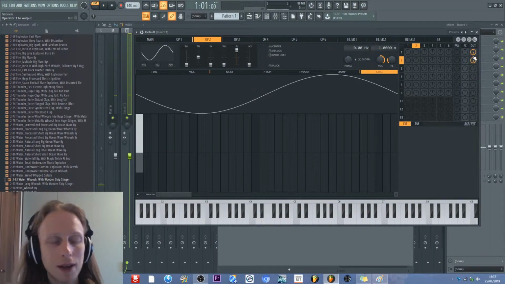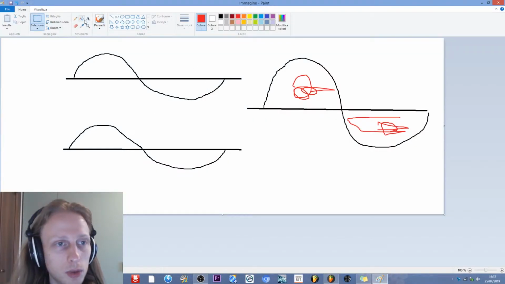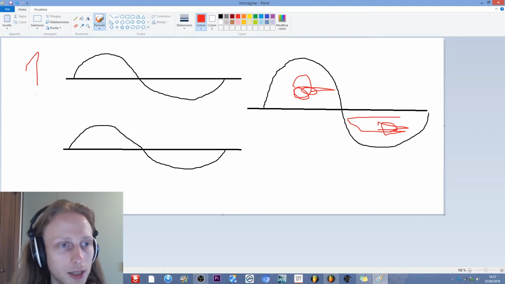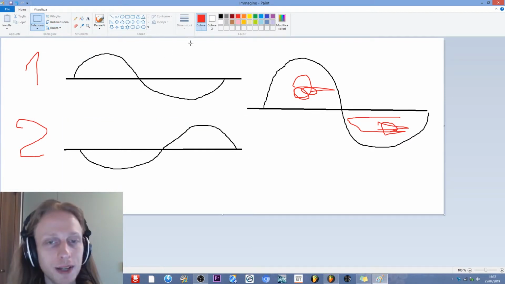But with the same value, I have no sound because, for example, this is operator 1, and this is operator 2. If I invert the phase of operator 2, in this way the final result is 0, because these waves neutralize each other.